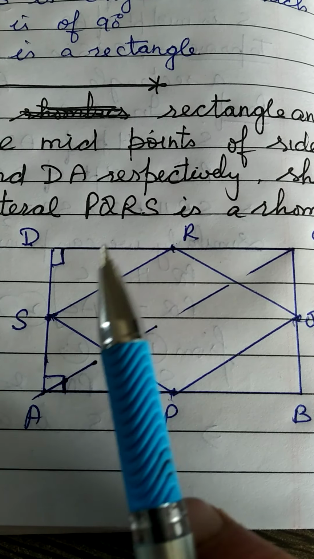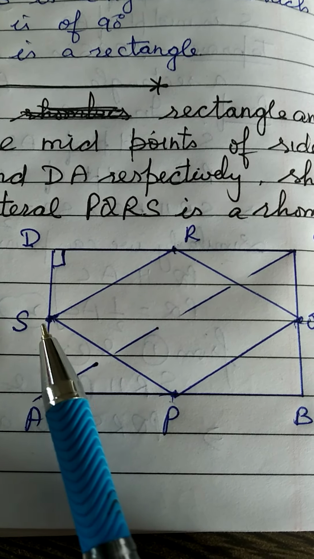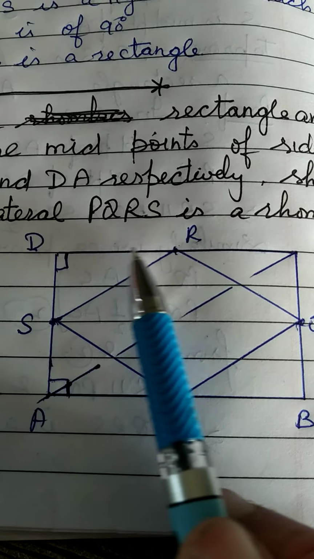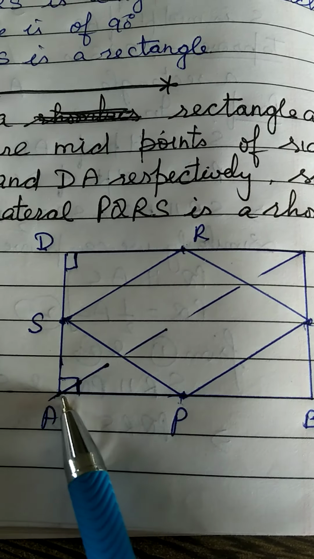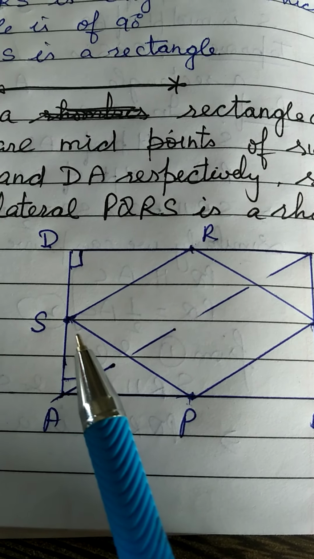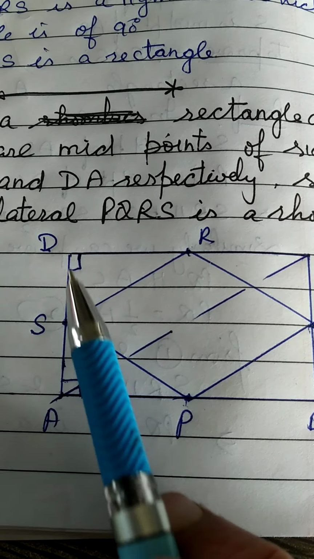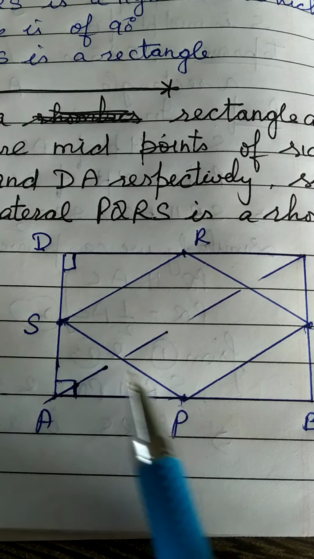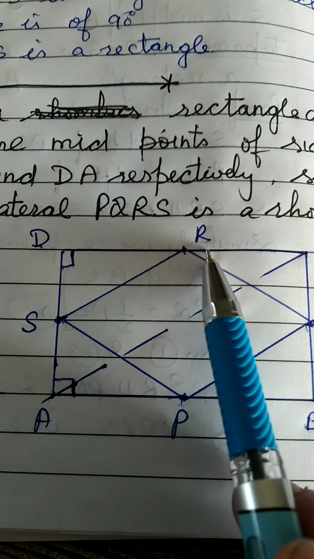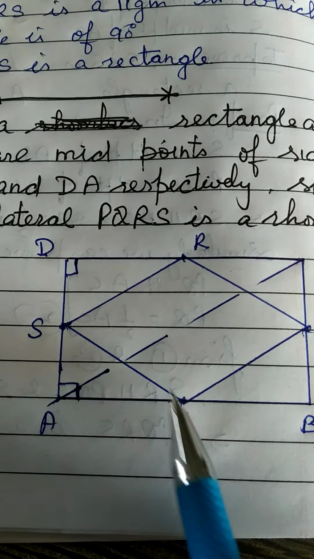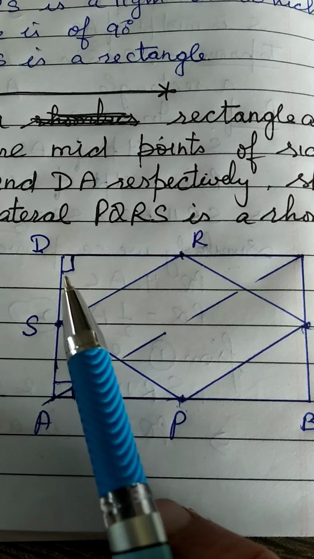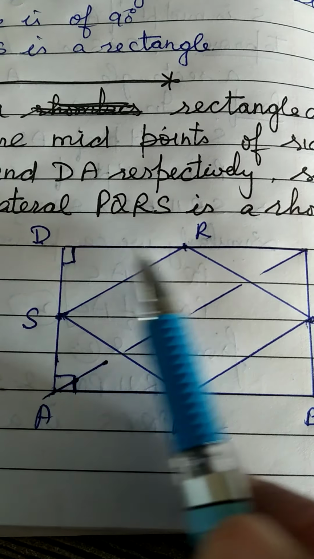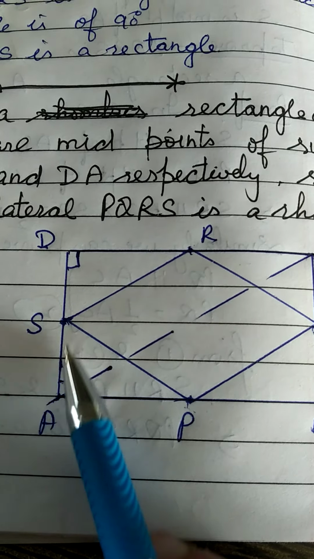What have we got in these triangles? In triangle SDR and triangle SAP, we have proved AS is equal to DS, angle SAP is equal to angle SDR, AP is equal to DR. It means that triangle DSR is congruent to triangle ASP.